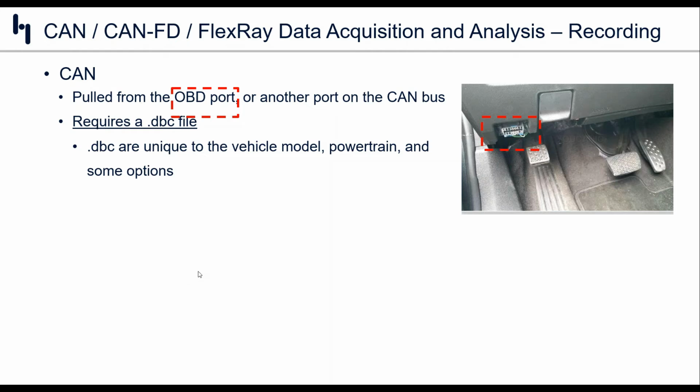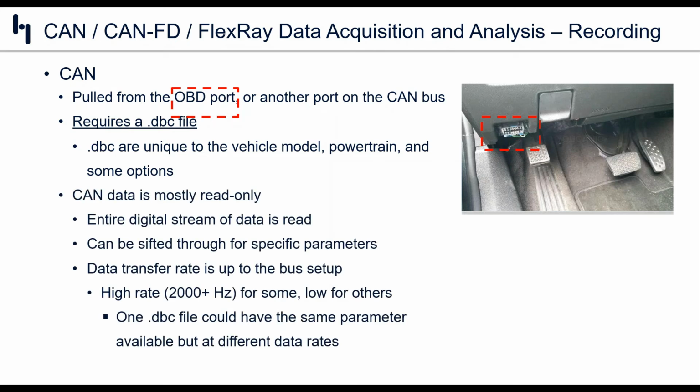So speaking of CAN data, this can also be pulled from the OBD port or even another port on the CAN bus, and it does require a DBC file, this sort of decoder ring, decoder configuration file. These DBC files are unique to the vehicle model, powertrain, and possibly some options, ABS, certain types of power steering, items like that, adaptive cruise control. So something to keep in mind is you might not have just one DBC file for one given vehicle.